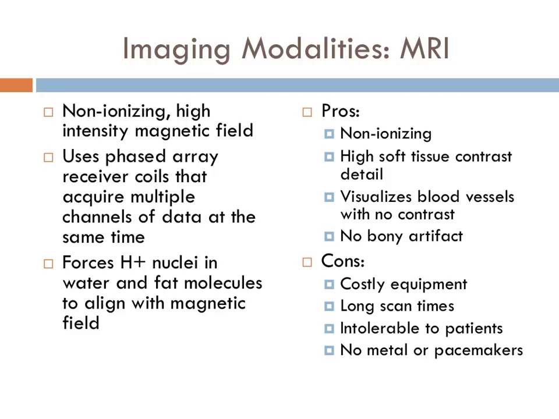It has excellent soft tissue detail, so the ability to visualize blood vessels without the use of contrast is great. And it does not pick up any bony artifact, unlike CT, but it is especially useful in neurological, cardiovascular, musculoskeletal, and oncology imaging. However, it does have its downsides. One of the biggest things is that MRI is extremely costly.